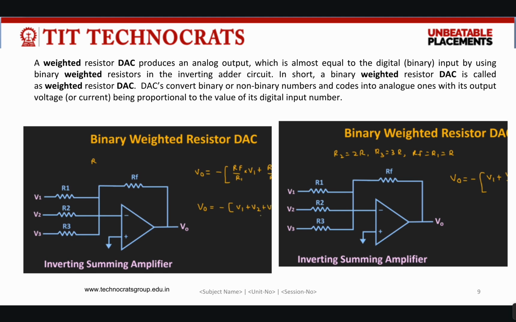A weighted resistor DAC produces an analog output which is almost equal to the digital input by using binary weighted resistors in the inverting adder circuit. In short, a binary weighted resistor DAC is called a weighted resistor DAC. DACs convert binary or non-binary numbers and codes into analog ones, with the output voltage being proportional to the value of the digital input number. Here the 3-bit DAC is shown in the figure.